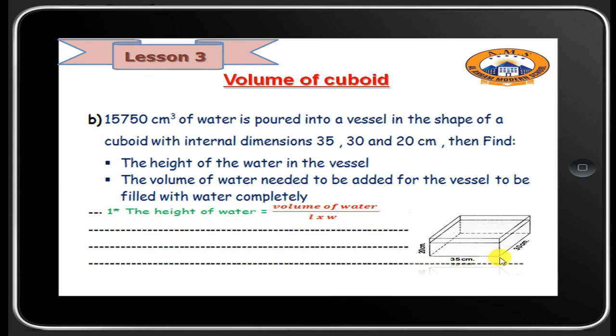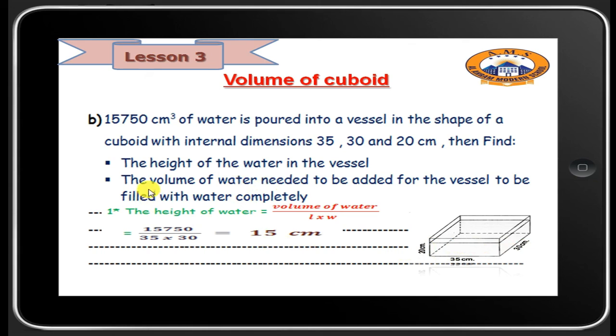Here I have the length and the width, and the volume of the water he gave to me in the exercise. So I'm going to divide 15,750 by the length and the width, he gave it in the exercise, 35 and 30. So 15,750 divided by 35 times 30. That will give me 15 centimeter. This is the height of the water.